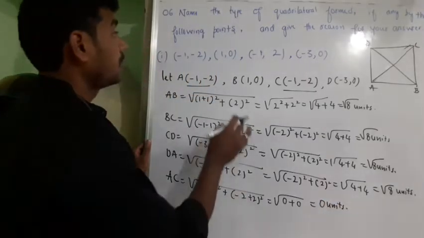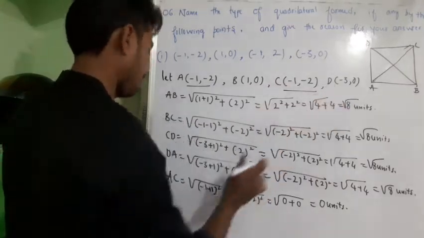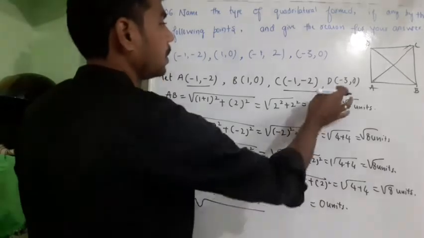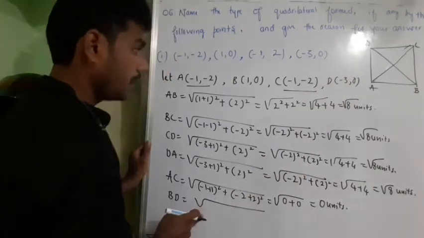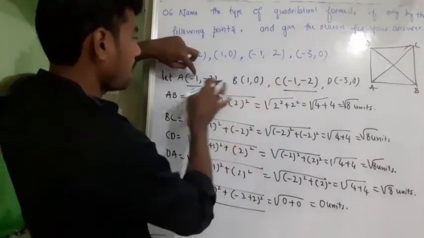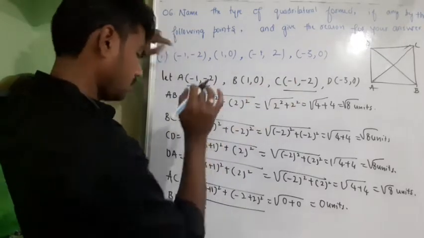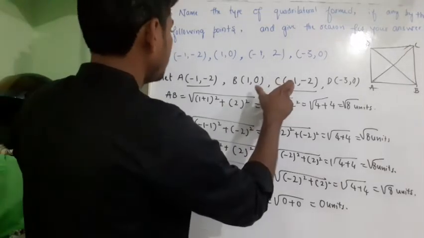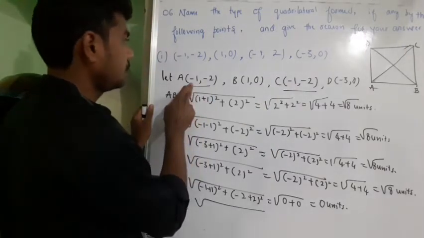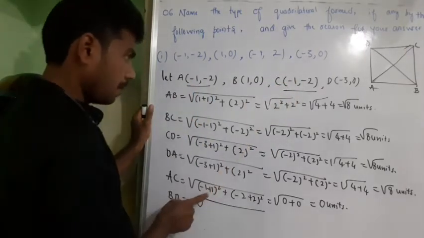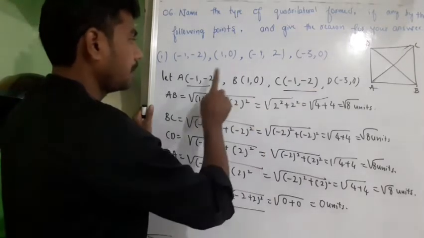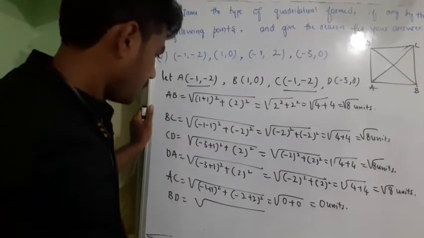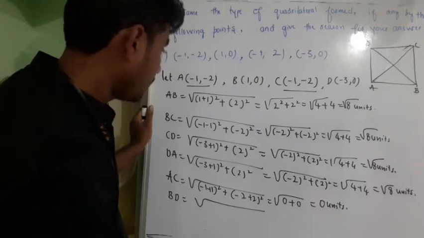Next, AC is over. Next, BD. Square root of minus 3, wait, minus 1 of minus 1, so it cannot be possible, 0 units. Wait, where are we, minus 1 of minus 2 plus 1, correct, minus 2 of minus 2 plus 2 whole square, 0 square, 0 units, right, BD.